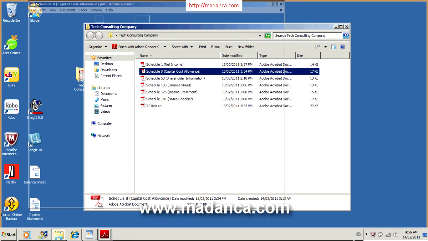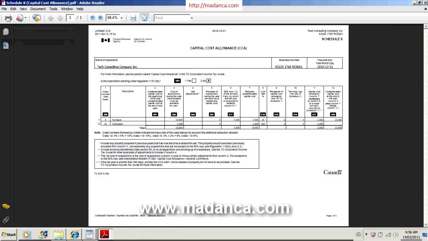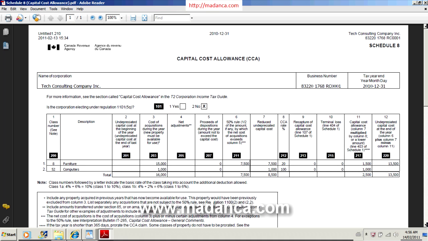Schedule 8 is the calculation of capital cost allowance on the tangible assets that the company owns. This represents the wear and tear on the company's physical assets. During the year, the company acquired two categories of assets, furniture for $15,000 and computers for $1,000, both of which you can see in column 3. In column 11, the capital cost allowance is calculated based on the depreciation rates in column 8, 20% and 100%.